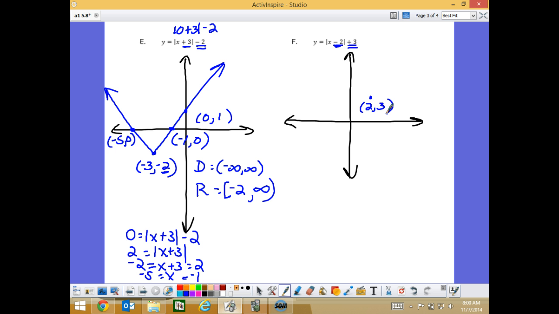And then we can find the y-intercept of this by substituting 0 in for x. And doing the arithmetic, 0 minus 2 is negative 2. Absolute value of that is positive 2. And then 2 plus 3 is 5. So our y-intercept is the point 0, 5. So there's one branch. The other side is going to mirror that side.